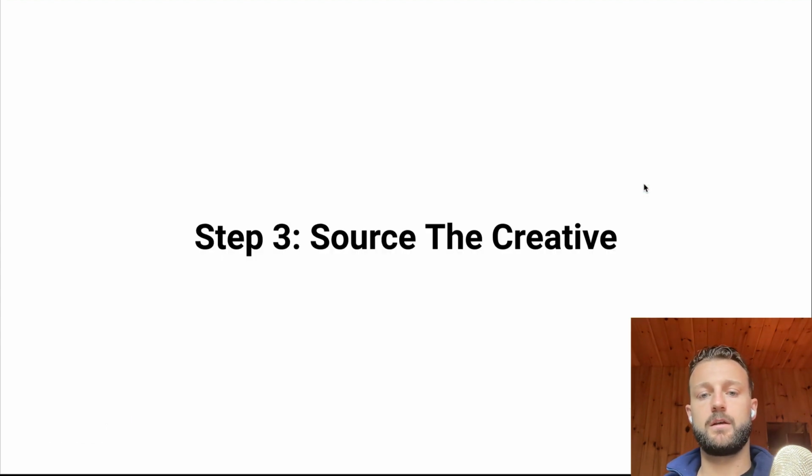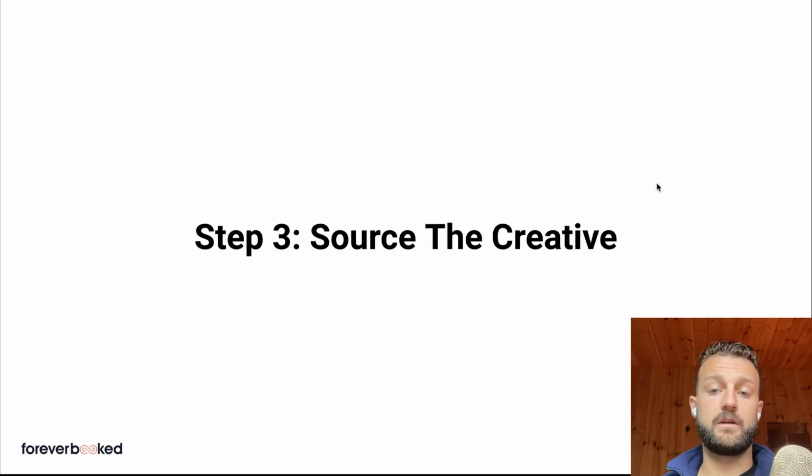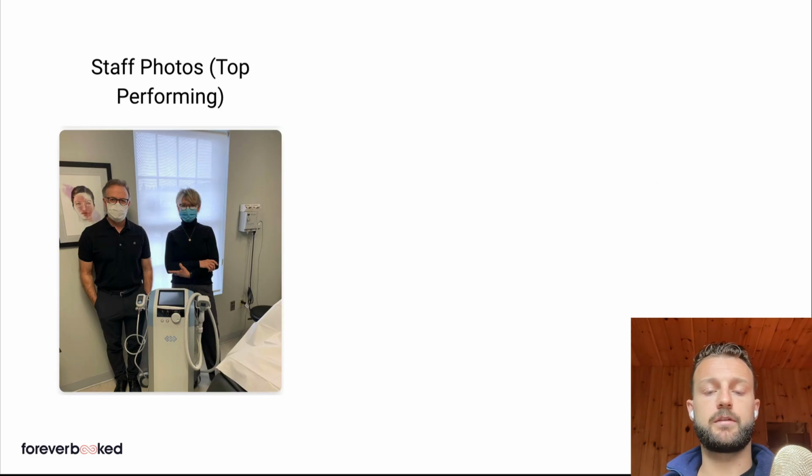Okay. Step 3 is to source the creative. Oh, by the way, again, stick to the end because I'm going to have more information on how to write the rest of the copy for the ads as well. I just want to cover the headlines in this video because it's the most important thing. Step 3 is to source the creative. So the 3 best performing creatives are, first of all, staff photos. These are great.